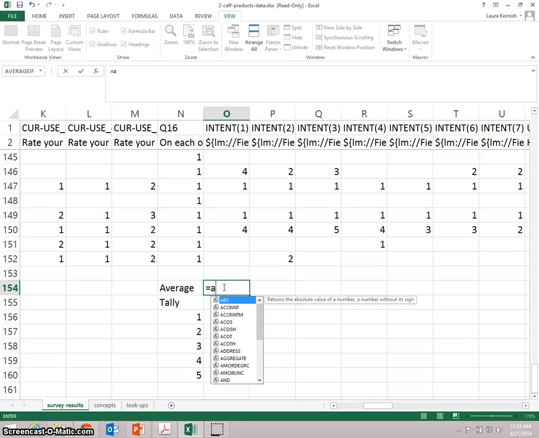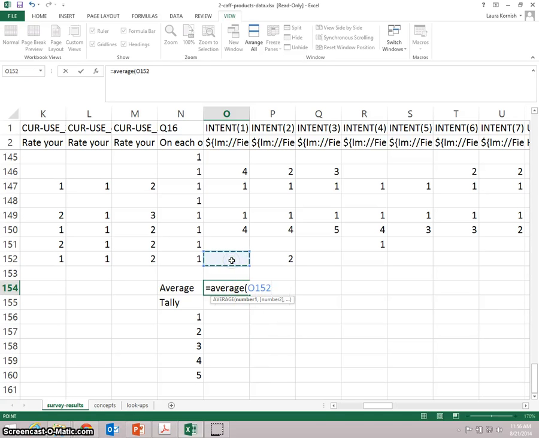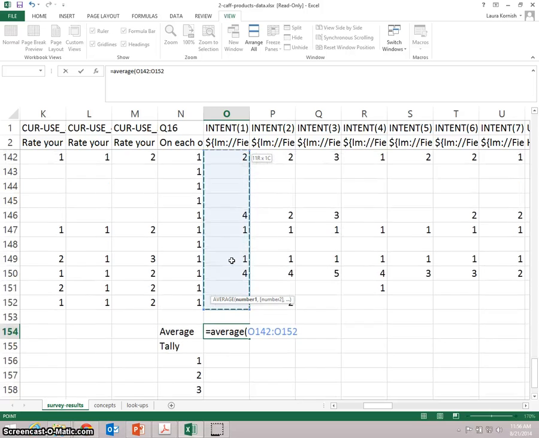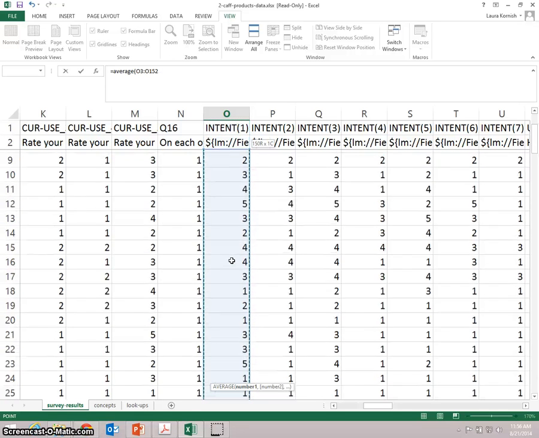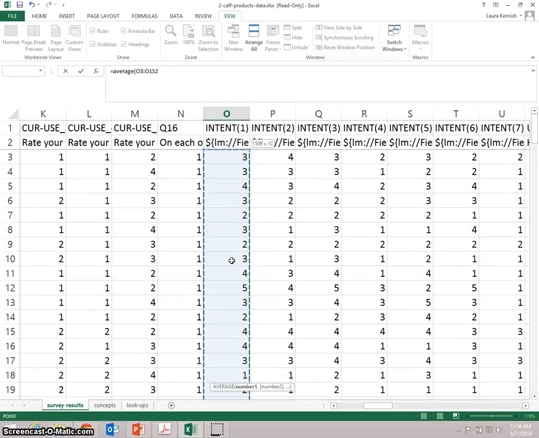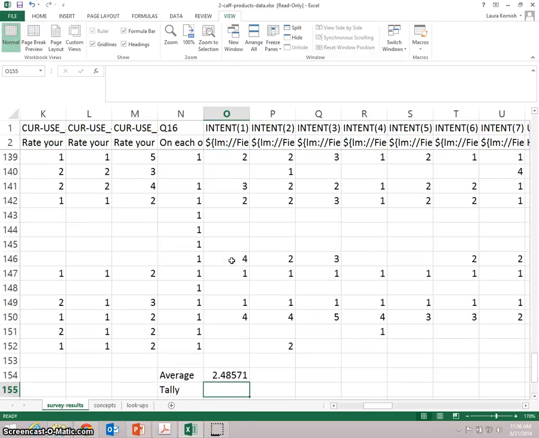So we can look at the average over all the responses. Notice that some people didn't answer. I'm scrolling all the way up to the top of the data. I don't want to get the headers in there though. So I got 150 rows.